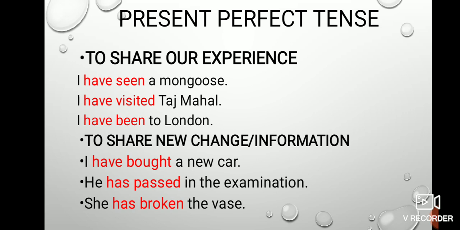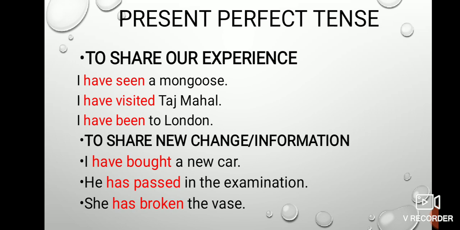Okay, here I have given an example. I have visited Taj Mahal. I have been to London. I have been to London means I have gone to London. Okay, so don't think it's some other sentence, a new sentence for you. I have been to London. Okay, I have gone to London. That is what I have been to London. Okay, so I have visited Taj Mahal.